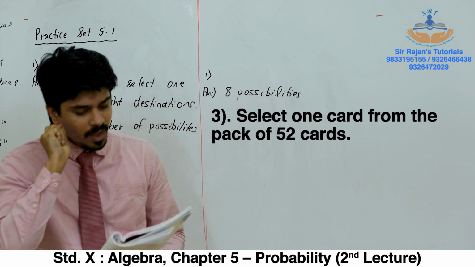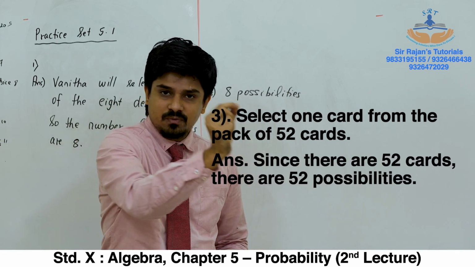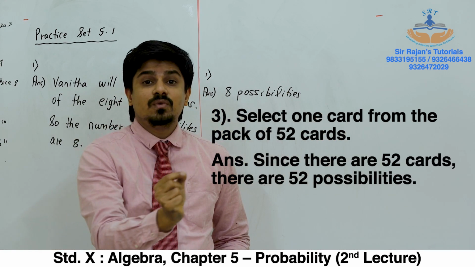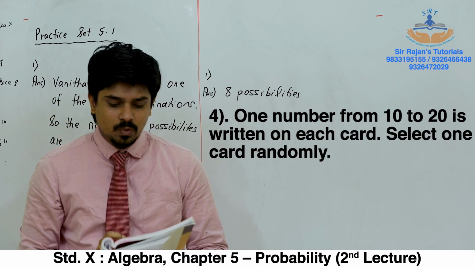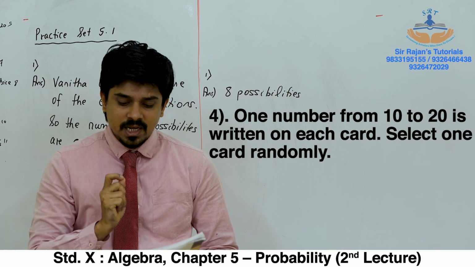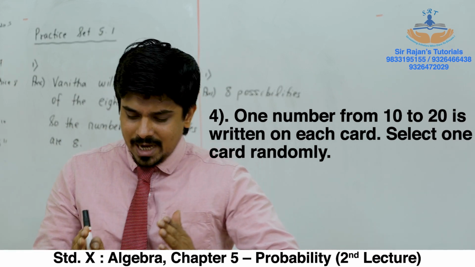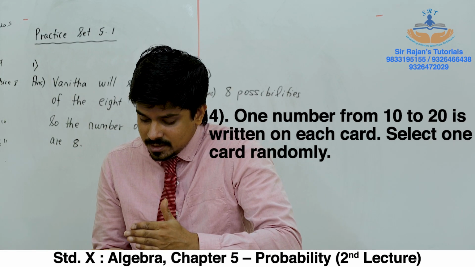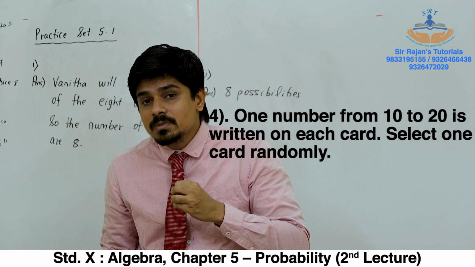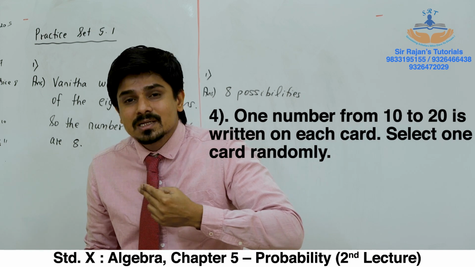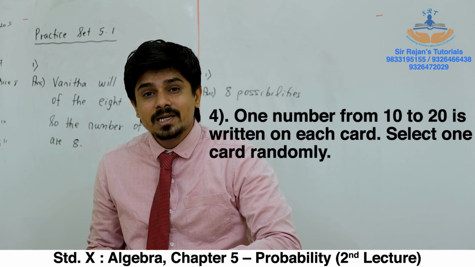Clear? Then, select one card from a pack of 52 cards. Since there are 52 cards, there are 52 possibilities. Clear? Next, one number from 10 to 20 is written on each card. Select one card randomly. Now, what is your random experiment over here? The numbers on the cards are from 10 to 20. You need to select one card. How many possibilities are there? It can be 10, it can be 11, 12, 13, and going on up to 20, it can be anything. The numbers are from 10 to 20.